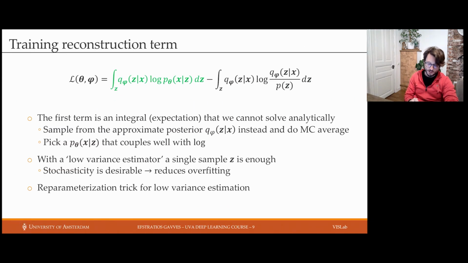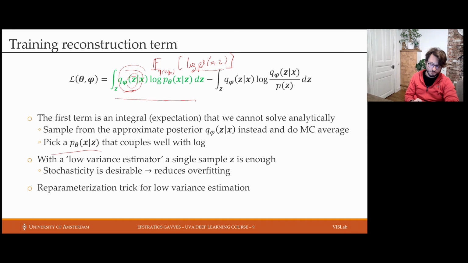Training the reconstruction term means trying to optimize this first integral, which is an expectation and more often than not cannot be solved analytically. So in that case, we use our approximate posterior as our density function here, and we sample from this Q. So we sample a latent code Z, and then using this latent code Z, I'm creating a generation. Then I'm measuring how much this generation looks like real data. Basically, for Gaussian variables, this looks a lot like a Euclidean loss function in the end if you do all the math.